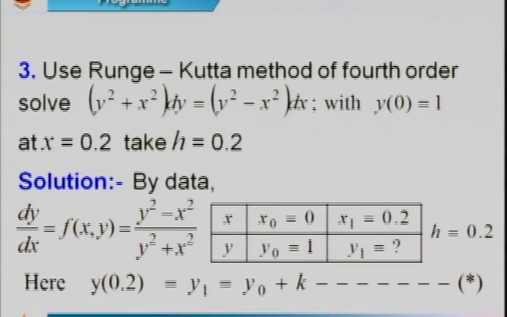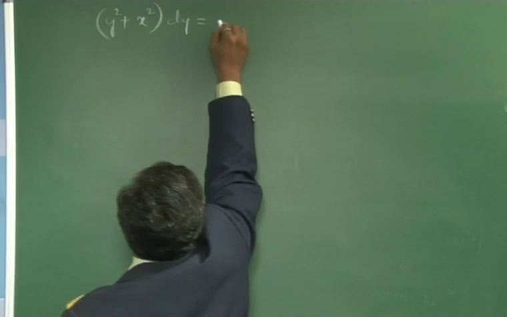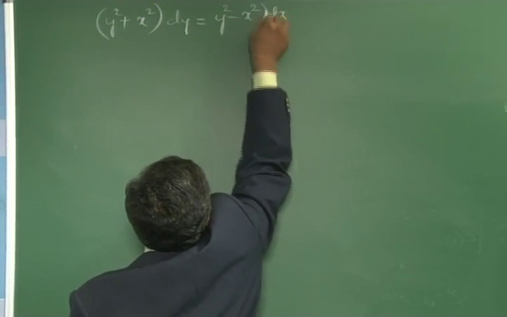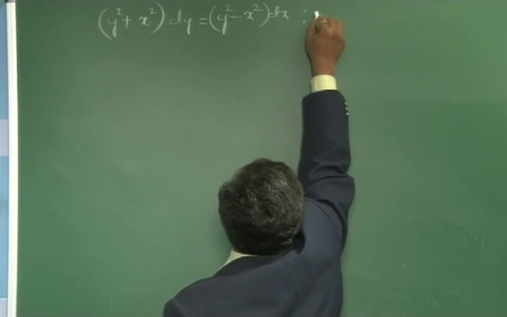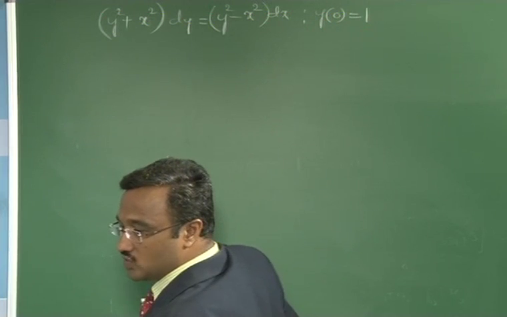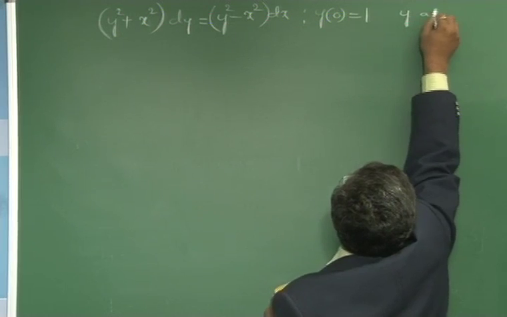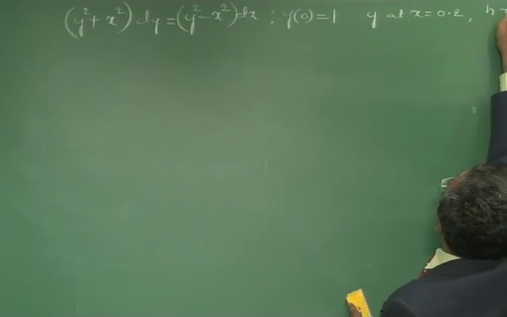So here, solve (y² + x²) dy = (y² − x²) dx with an initial condition they have given here, y(0) = 1, and they asked to find y at the point x = 0.2, with the h value also given as 0.2.